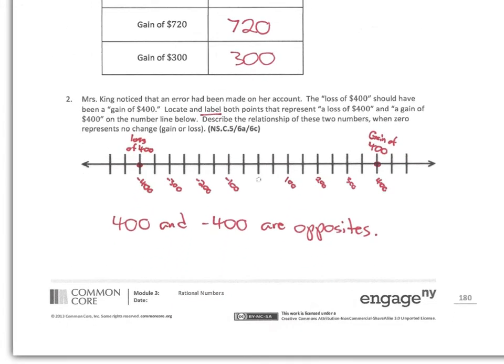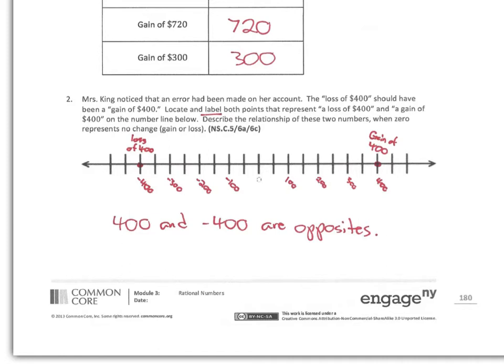Moving on to number 2. It says, Mrs. King noticed that an error had been made on her account. The loss of 400 should have been a gain of 400. Locate and label both points that represent a loss of 400 and a gain of 400 on the number line below. Describe the relationship of these two numbers when 0 represents no change. So, still not super difficult. We just need to label a gain of 400. Remember, a gain is positive, just like these gains up here. And so that would be positive 400, and then a loss of 400 would be negative 400 right here.